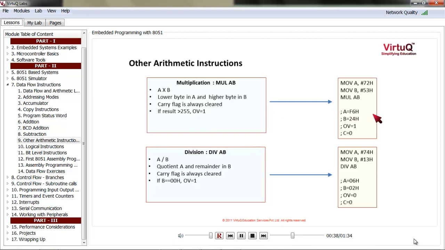In the example here, we are moving 72H into A and 53H into B. And when we multiply them, the result is more than 255. Hence the overflow flag is set.